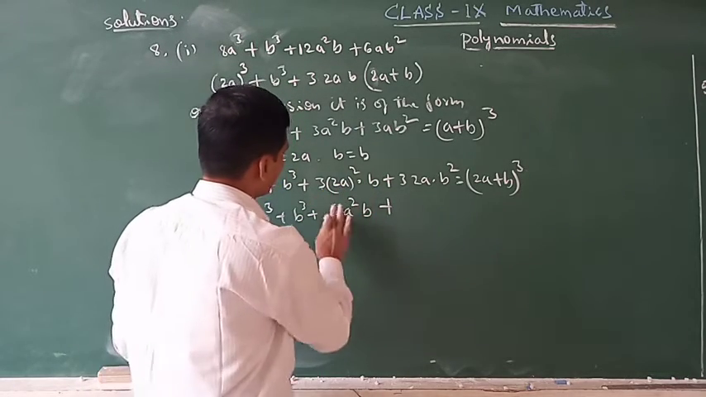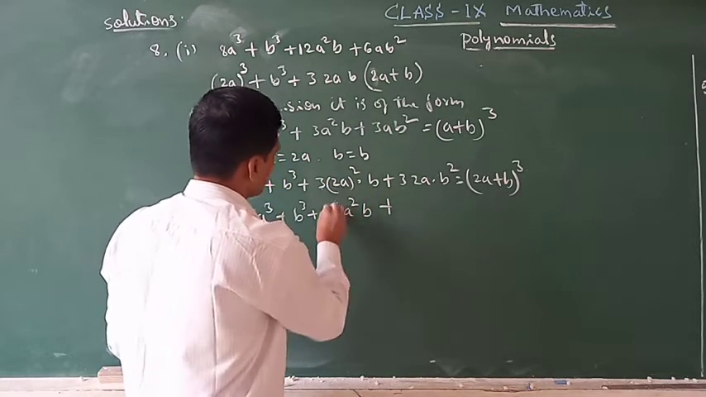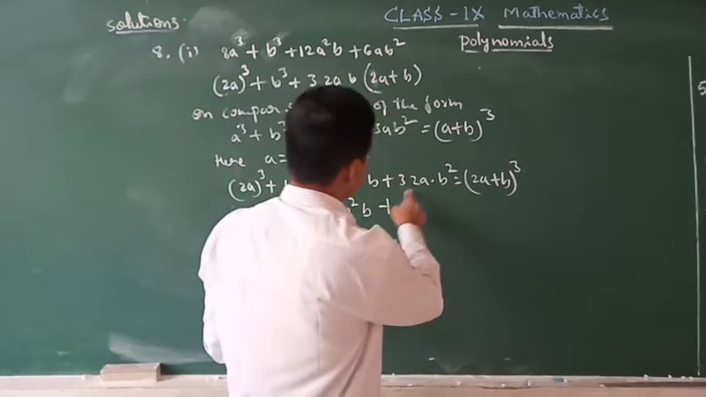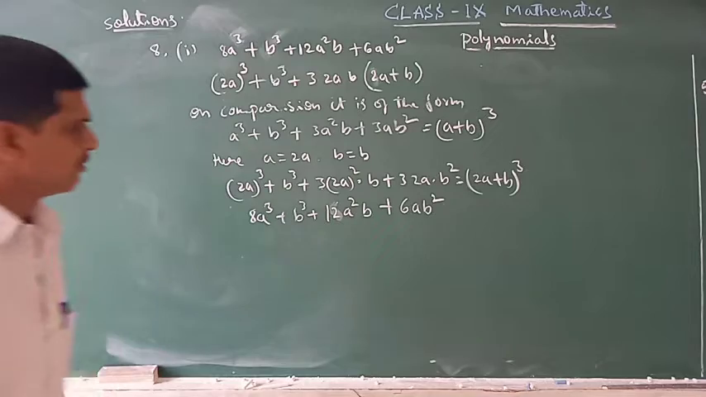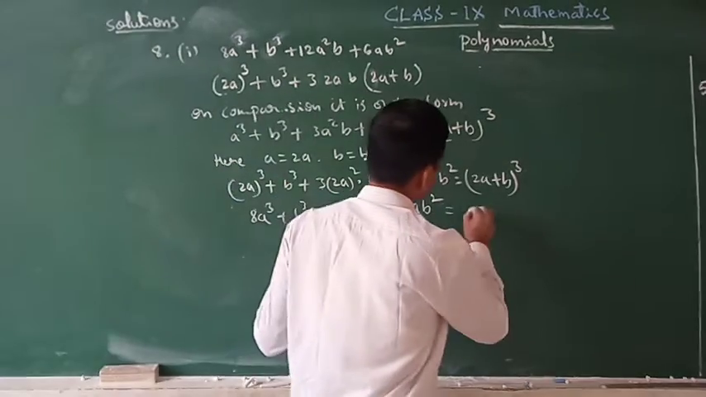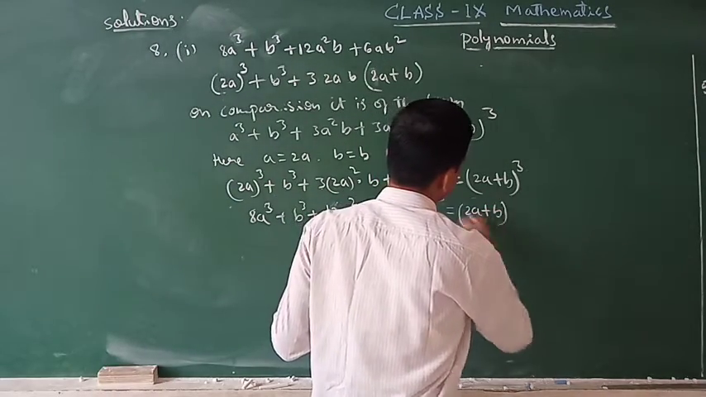So that is why it is 4. Now it is 2 square, it becomes 12, 12a square b. So 3ab square and 6ab square. Okay. So on comparison, we get this expression. Now 2a plus b. We require this one only.